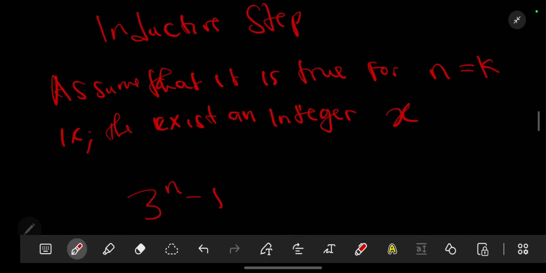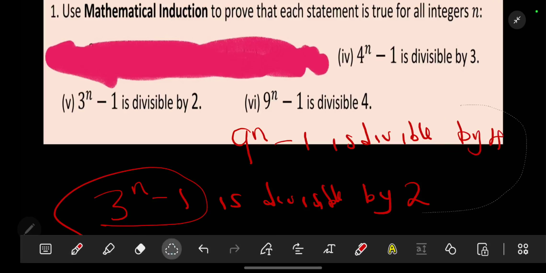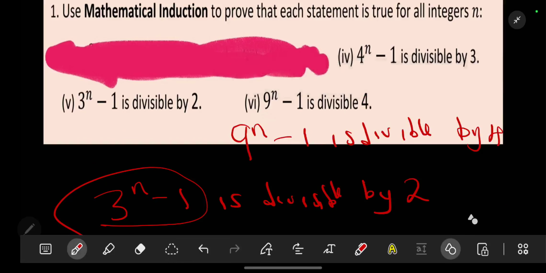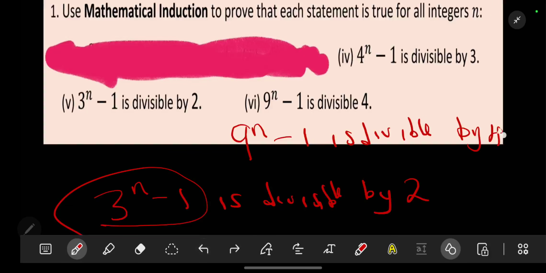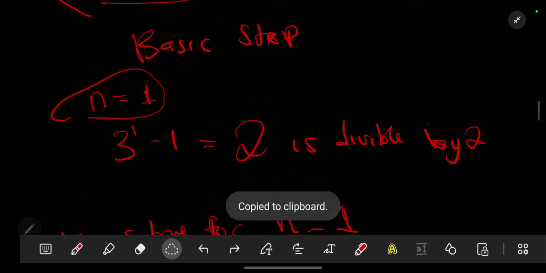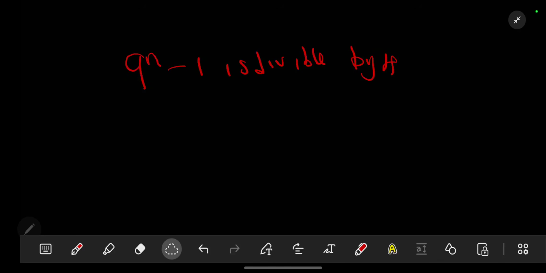The last question that we are going to look at is this one: 9 to the power n minus 1 is divisible by 4. So we are going to take this, and we are going to begin with our basic step.